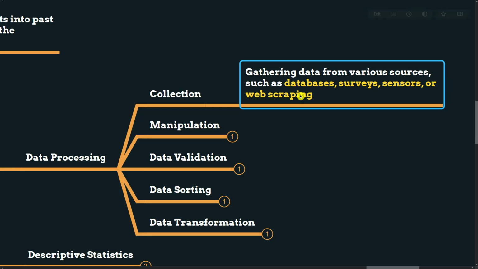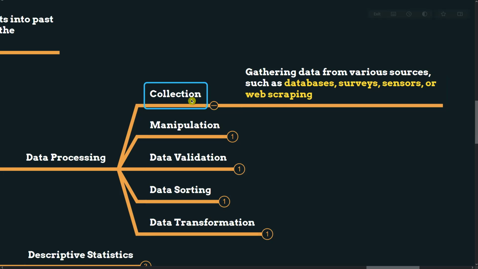So the data can be collected from particular databases, particular surveys we have conducted, particular census reports, or web scraping. Web scraping means within the web data, we can use software and systems to scrape the data, right? That's something called scraping. So this is one of the data processing steps. The first step, collection. We have to collect the data.